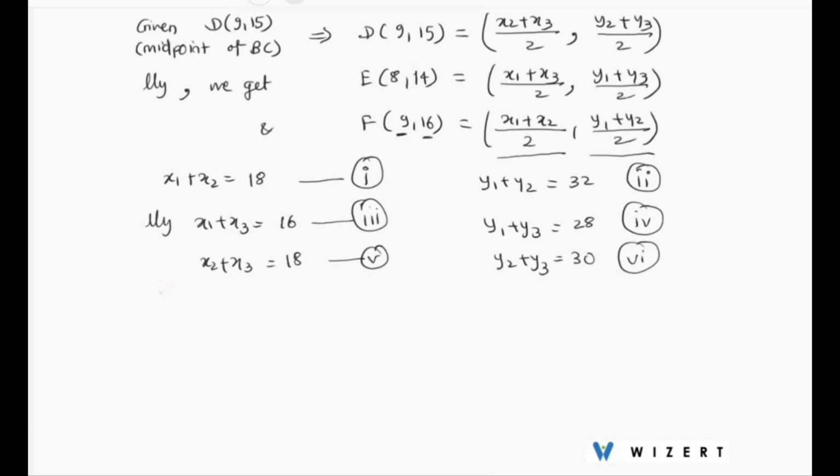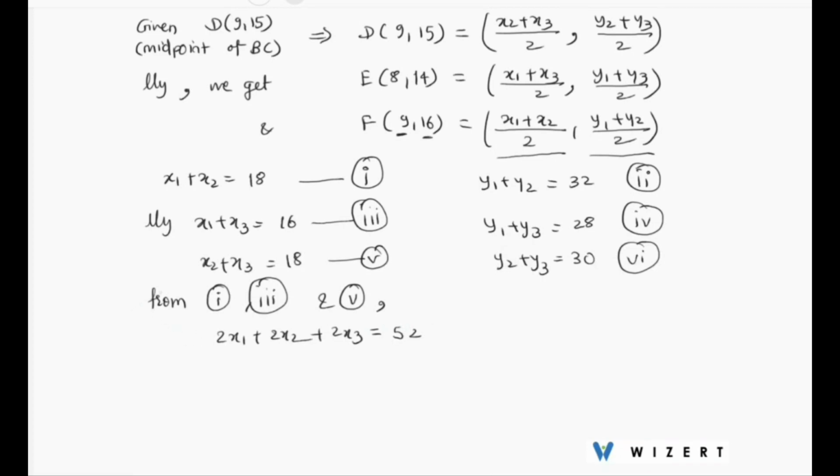Now from 1, 3 and 5 we can simply add these three. So we get 2x1 plus 2x2 plus 2x3 equal to, no, not 34, 52. The addition will be 18 plus 16 is 34, 34 plus 18 is 52.